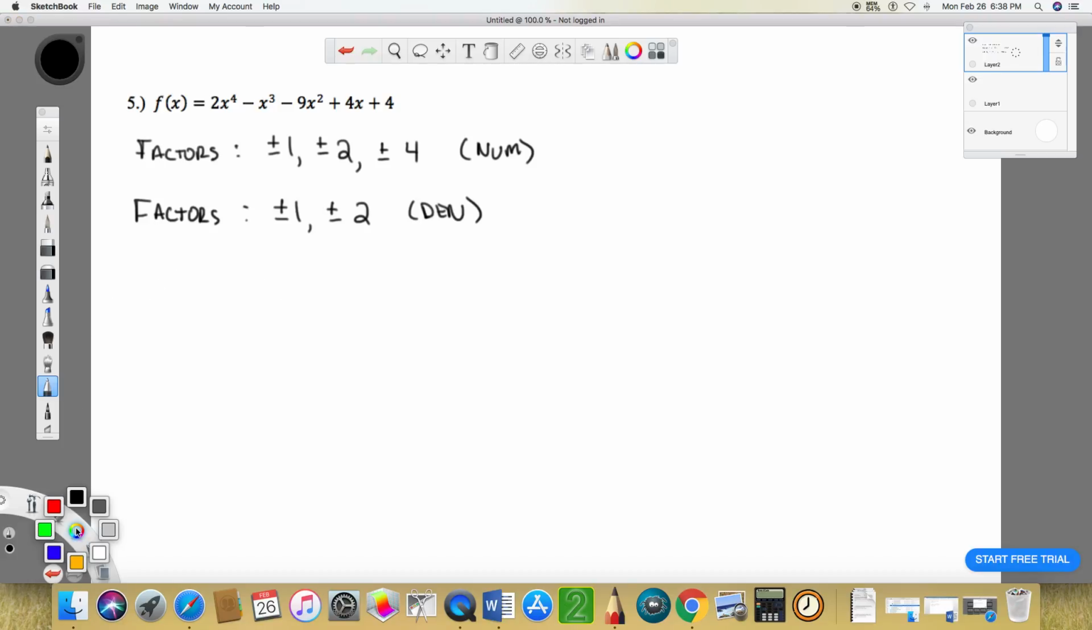So let's do that. No guarantee that any of these will actually produce any zeros. And if they do, they're only rational numbers. They won't produce irrational numbers like square root of 2 or square root of 3 or anything like that.